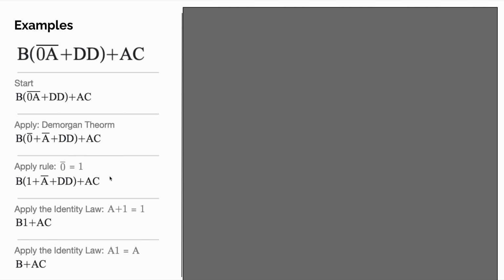Next, we're going to apply the identity law. When we are distributing this, we get B1 plus B not A plus BDD. We know that D and D is just the same as D, and we know that a value or 1 is the same as 1. So our expression simplifies overall to B1 plus AC. Applying the identity law again, we know that B and 1 is the same as just B, so our expression overall simplifies to B plus AC.